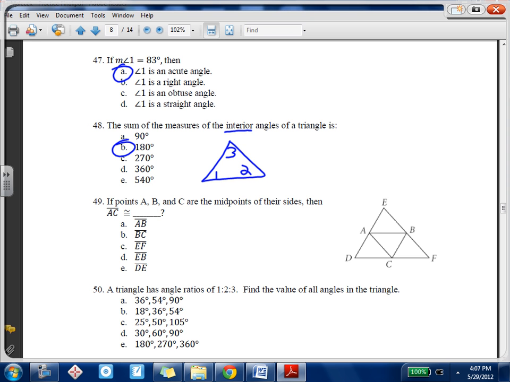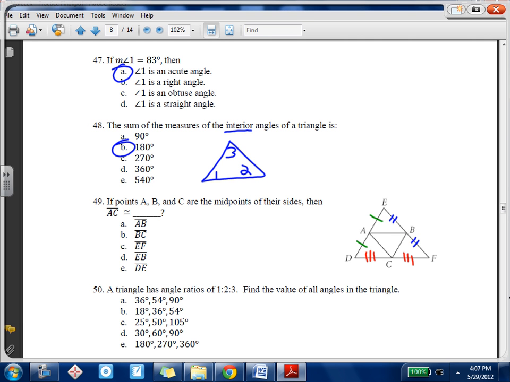If points A, B, and C are the midpoints of their sides, midpoints means it cuts it into two equal parts. So right away we can mark them. A is going to divide this piece into two equal parts. B is going to divide EF into two equal parts. And C is going to divide DF into two equal parts. Notice that those are not necessarily all the same, so that's why I have to mark them with different measures.